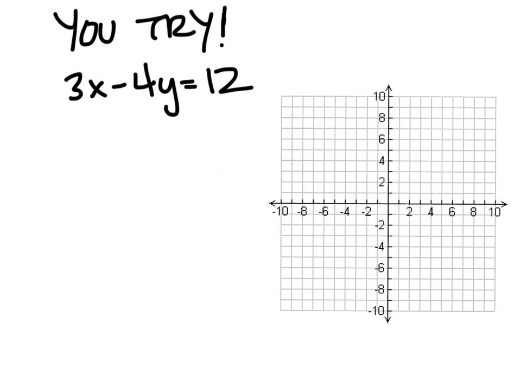All right, here we are again with another problem that you can try. We have 3x plus 4y equals 12. So find the x-intercept, find the y-intercept, plot them, and then unpause the video.